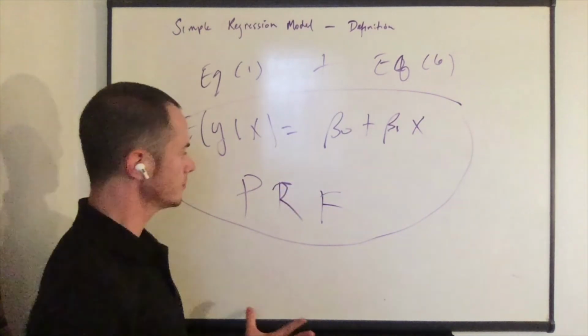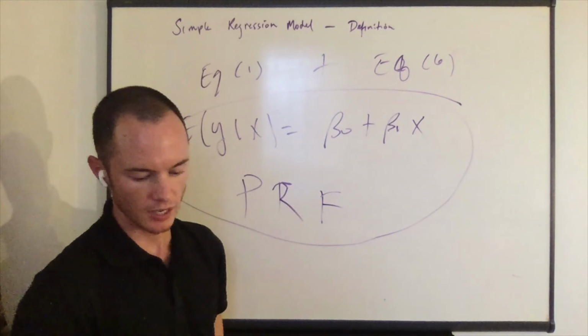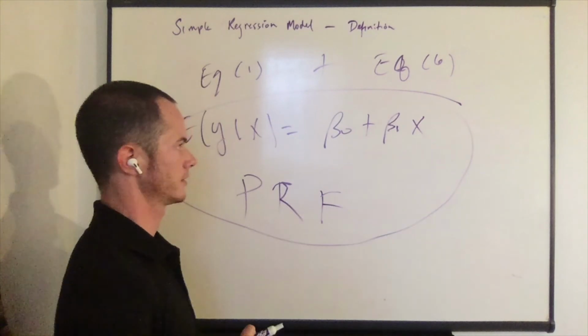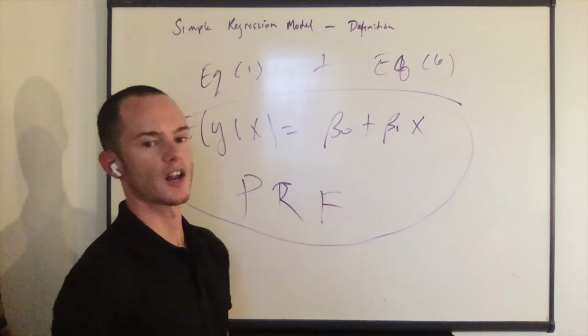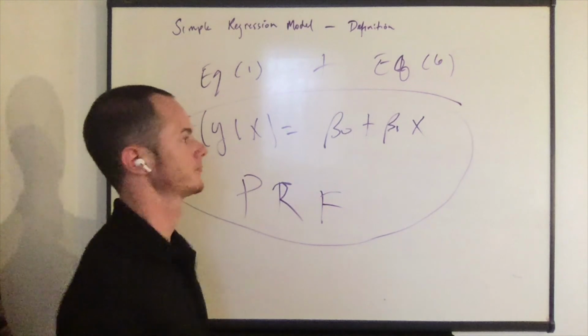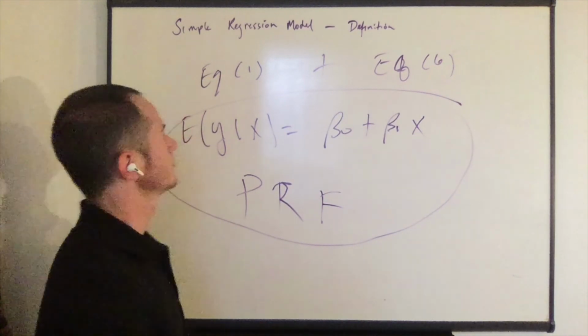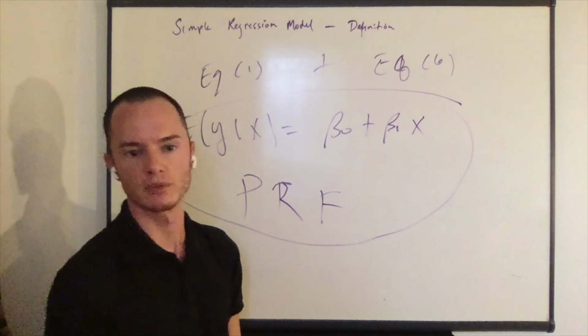All right, so this is our population regression function. This is a population relationship for how y changes on average with x. Beta naught and beta 1 are the population parameters. All right, folks. So that, in sum, is the definition of the simple regression model.